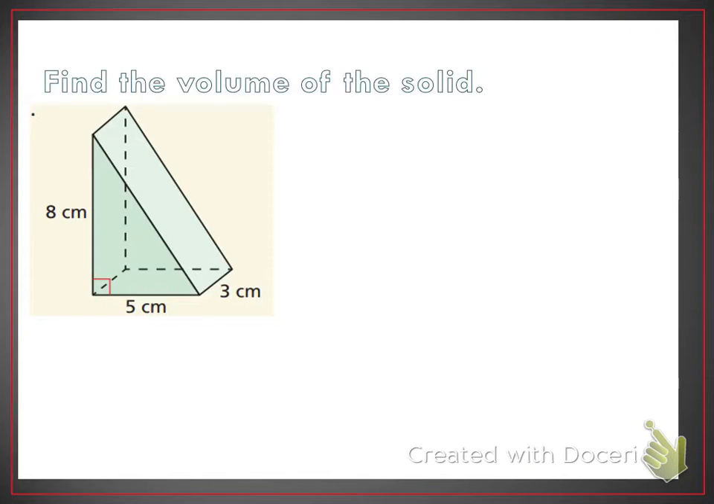So it says find the volume of the solid. Yesterday we talked about volume of prisms and cylinders. What was the volume formula for prisms and cylinders? Area of the base times height of the prism.